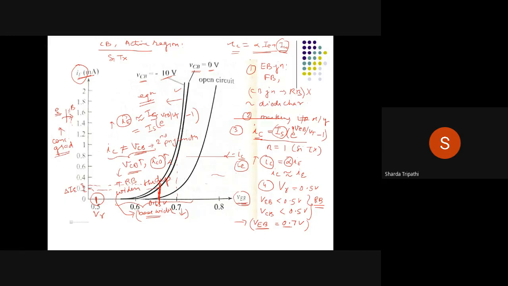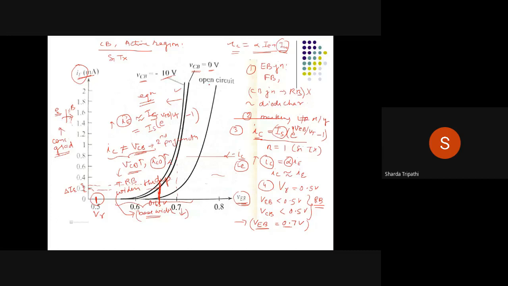Right? So this observation says that although the dependence of IC on VCB does not occur in the equation, theoretically there will be a slight increase if you increase the reverse bias voltage across the second junction.